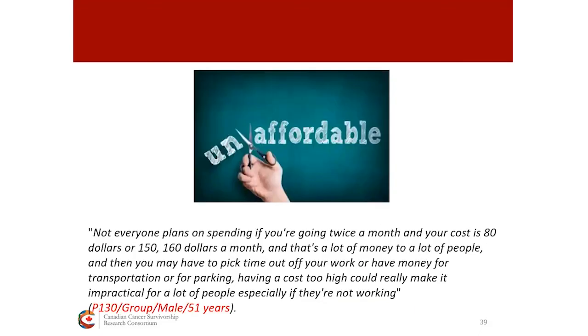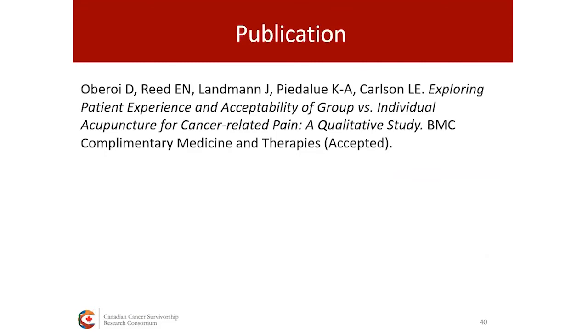So in terms of affordability, we had this quote from a patient in the group arm. Not everyone plans on spending, if you're going twice a month and your cost is about $80 or $150 or $160 a month, that's a lot of money to a lot of people. And then you may have to take time off your work or have money for transportation or for parking. Having a cost too high could really make it impractical for a lot of people, especially if they're not working. So group acupuncture does make sense in terms of affordability. And this paper, the qualitative paper, has been accepted in the journal BMC Complementary Medicine and Therapies.